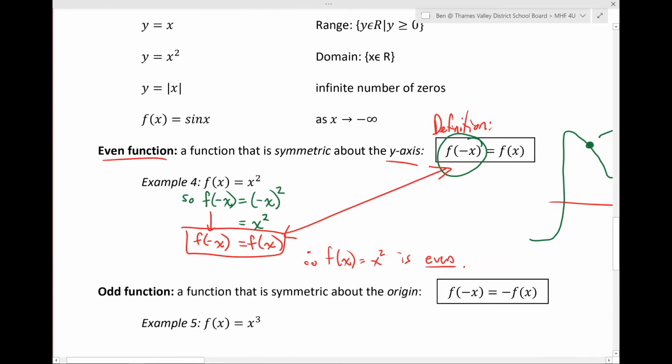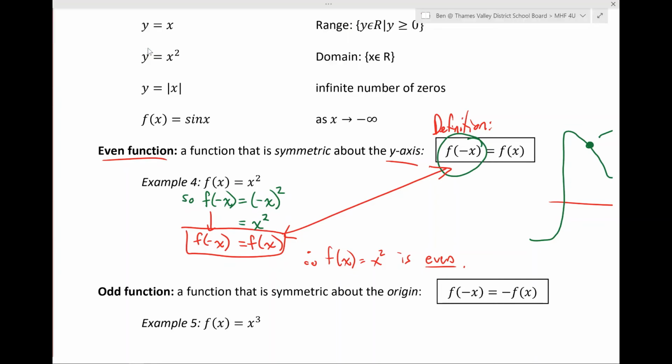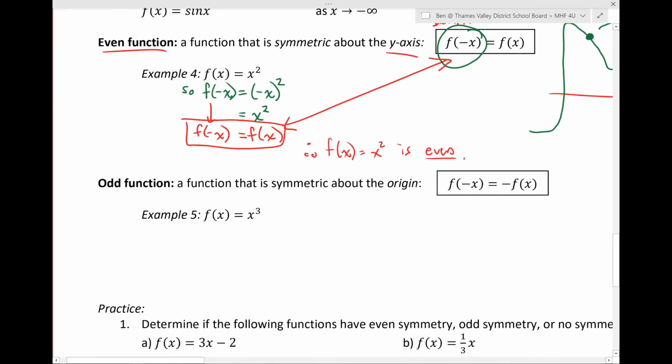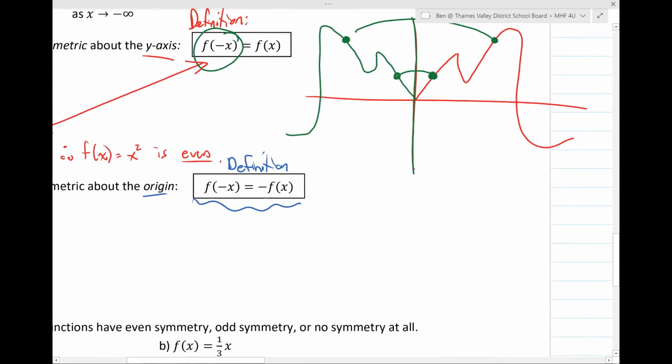Awesome. Then we'll take a look at odd symmetries. Odd functions are not symmetric about the y-axis, but they do have symmetry. An odd function is symmetric about the origin. So in this case, again, this is the definition: f at negative x equals negative f at x. Well, what does that mean? Let's draw a shape like this.